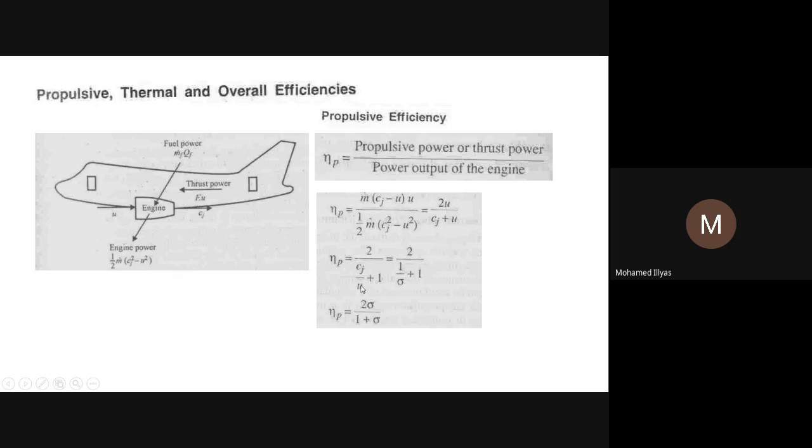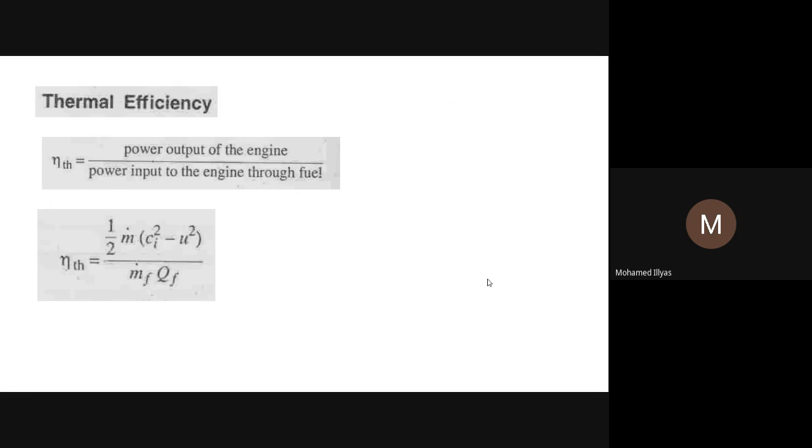Further, it can be simplified with respect to the one parameter we got, which is the flight to jet speed ratio. So that relation we have used here. By using that, we can obtain the relation: propulsive efficiency equals 2 sigma by 1 plus sigma. Sigma is nothing but our flight to jet speed ratio. In either way, we can use this relation for propulsive efficiency.